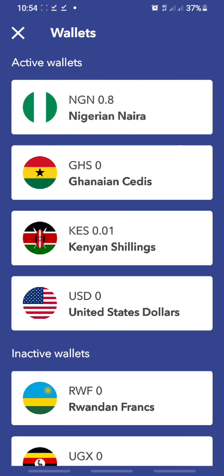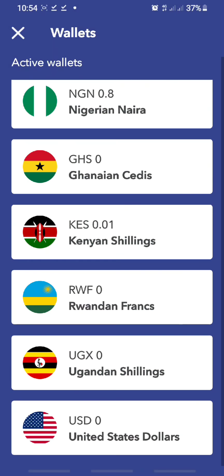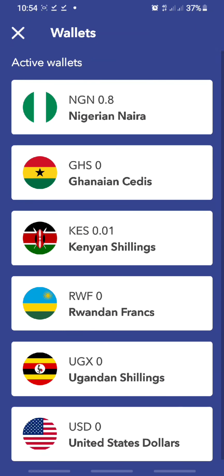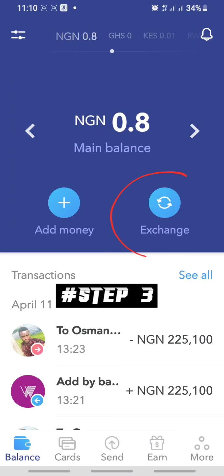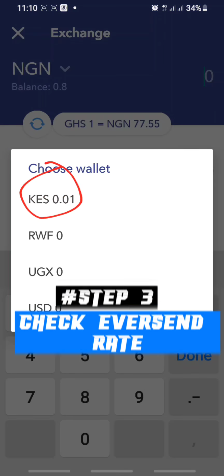Step 2 is to get your multi-currency account. Now, in as much as you can send money to more than 3 different countries using Eversend, I like sending to either Ghana or Kenya. The reason being that buying USDT and other cryptocurrencies from people in Ghana and Kenya is cheaper, and that is what arbitrage is all about, isn't it? Good.